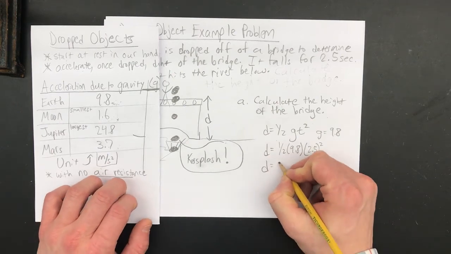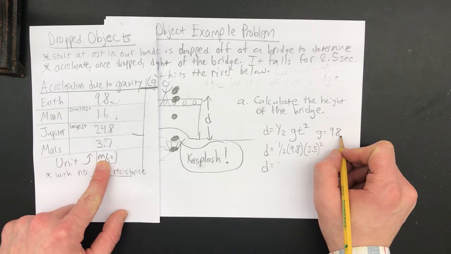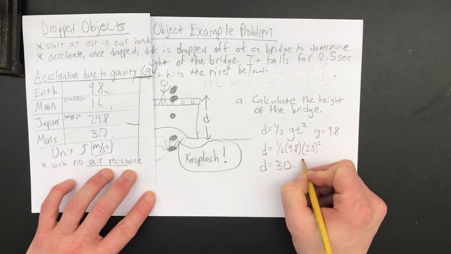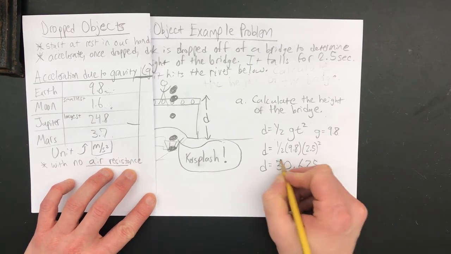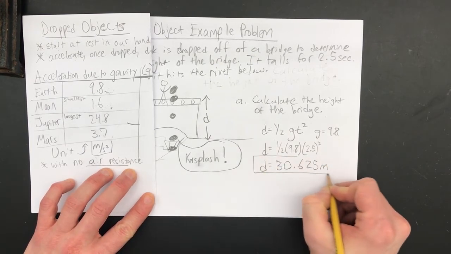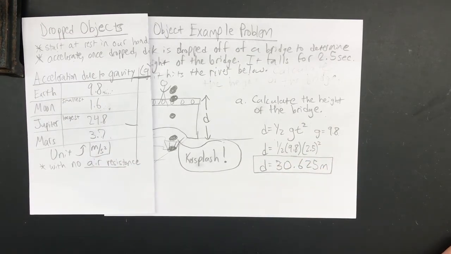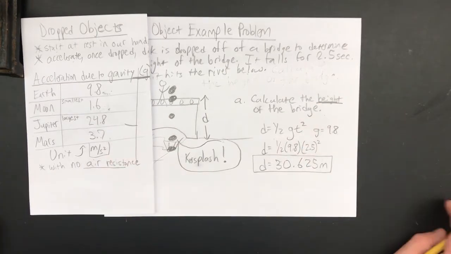And I got a height of the bridge. Remember, the unit for 9.8 is meters per second squared, so our distance is going to be in meters. And that's what I got on my calculator, a little over 30 meters tall, okay? So basically, that's pretty tall, like a football field tall. All right, guys, so that's A, how to calculate the height, which is the distance.